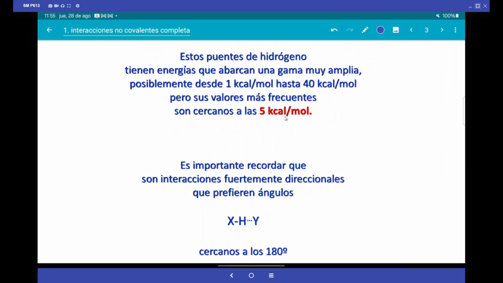What does it depend on that the interaction is strong? It is not always 40. What factors will the hydrogen bridge depend on, whether it is strong or weak? A factor is going to be the distance, the distance between the oxygen and the polar proton, and the other factor is the angle.